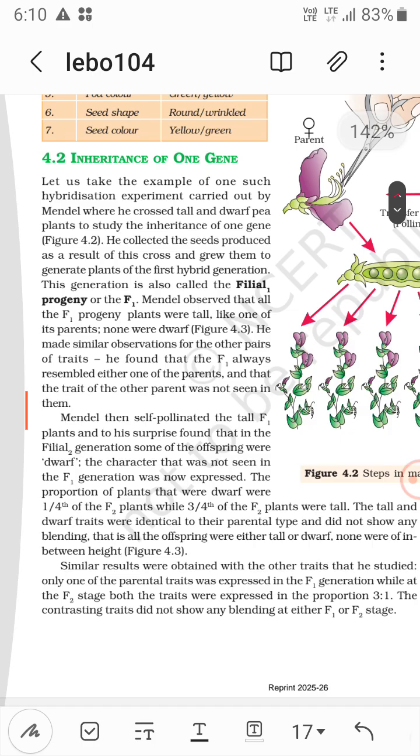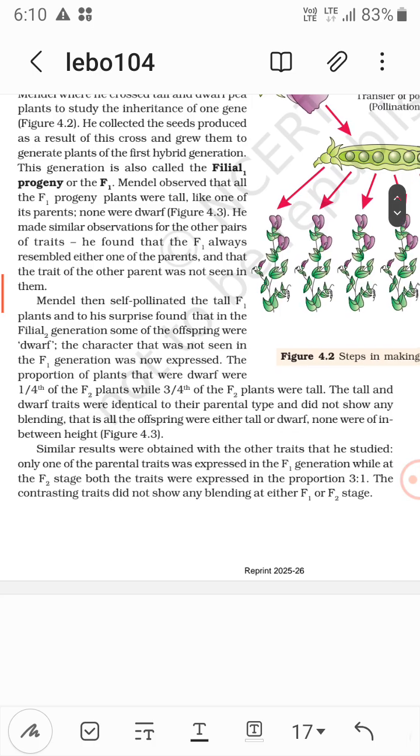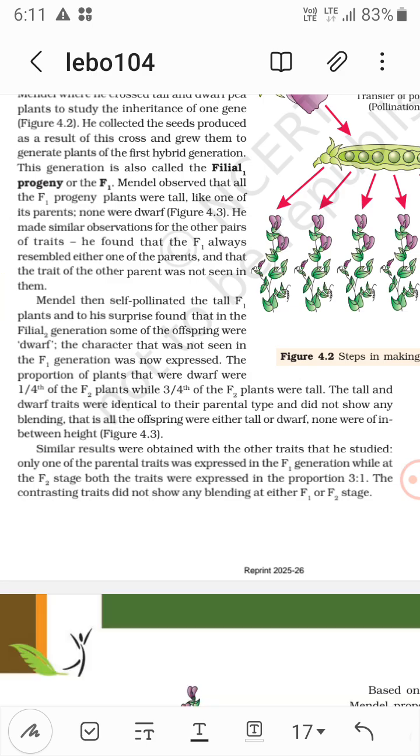Now the inheritance, as you can see. Mendel then self-pollinated the tall F1 plants. To his surprise, he found that in the F2 filial generation some of the offspring were dwarf. The character that was not seen in the F1 generation was now expressed.